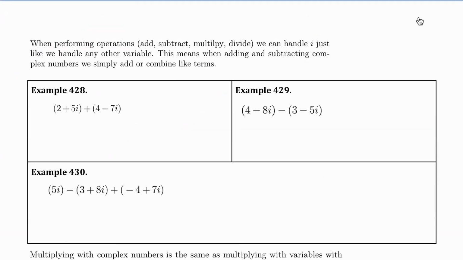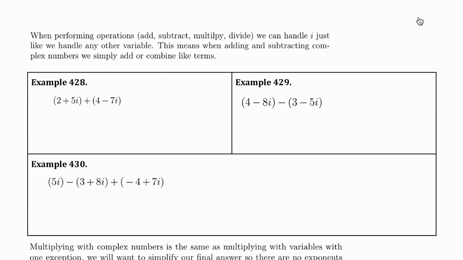Okay, so now we're going to perform some operations. We're going to do multiplication, division, addition, and subtraction with i's in our problem. The nice thing is when we are adding or subtracting, we just treat the i like any other variable. We're just going to combine like terms. So for example, on 428, we're adding, so I can combine my real parts. 2 plus 4 is 6. I can combine my imaginary parts. 5i and negative 7i is negative 2i. Can't put those together because one's real, one's imaginary.